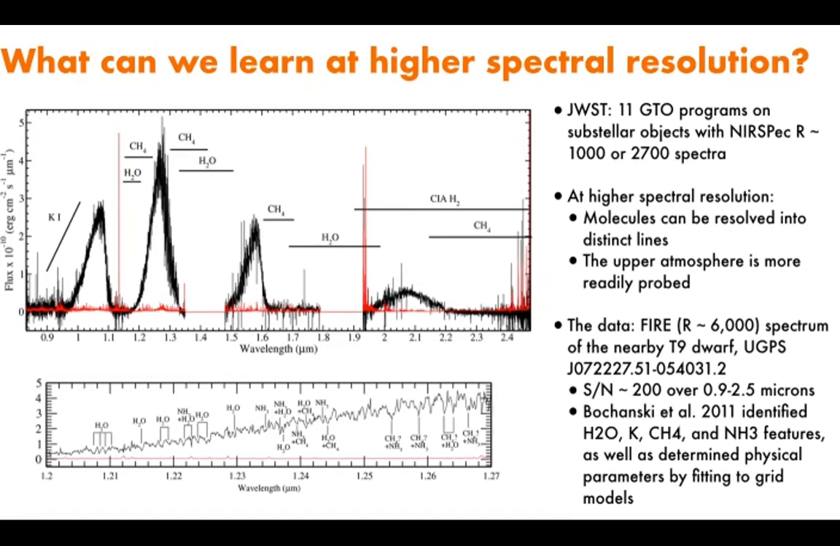Burgasser et al. published this spectrum 10 years ago in 2011, and by comparing to line lists, they identified water, potassium, methane, and ammonia features. They also determined physical parameters for this object, like surface gravity and temperature, by fitting to grid models, although they also saw that the grid models weren't doing a great job at fitting this spectrum.